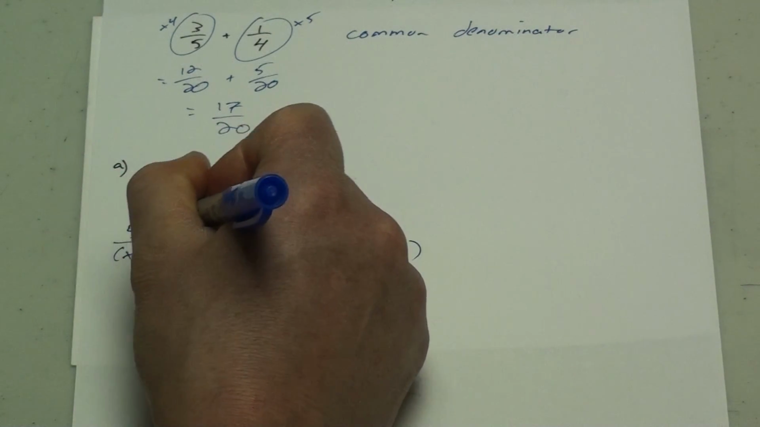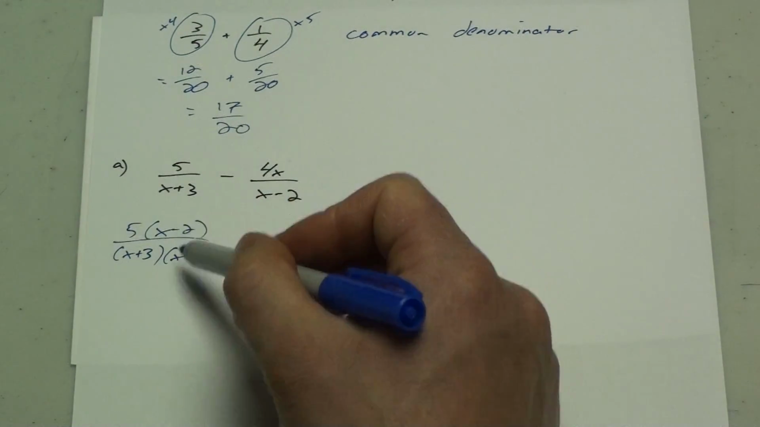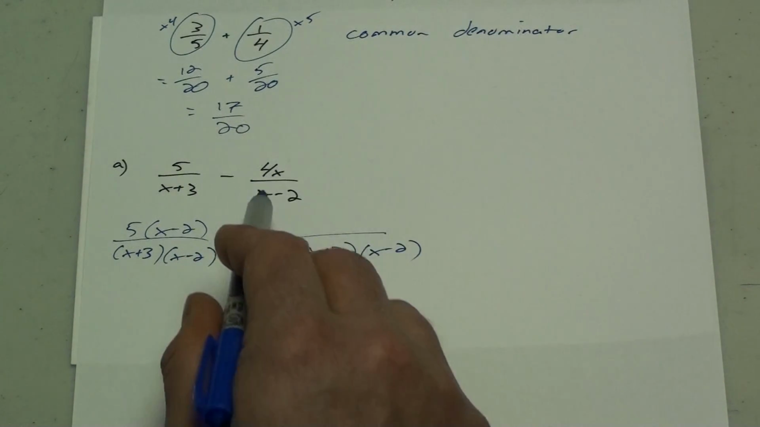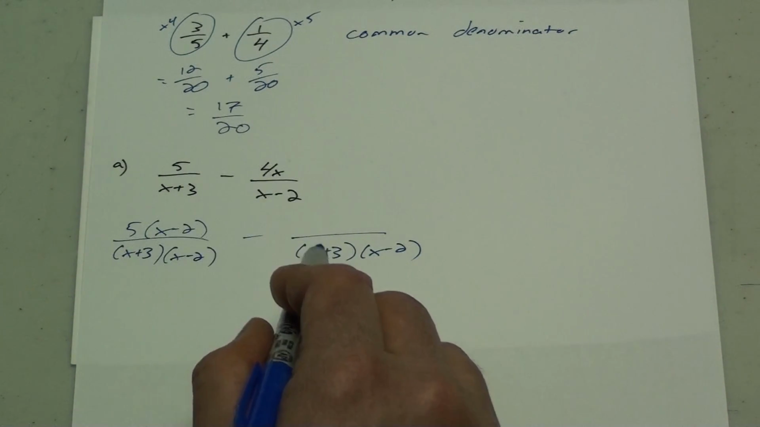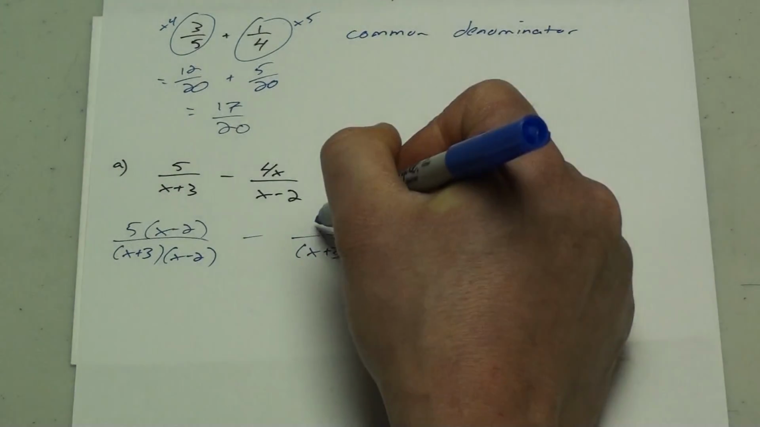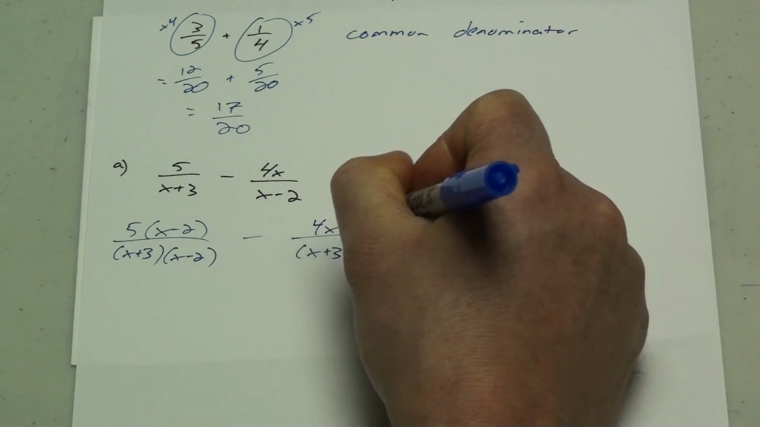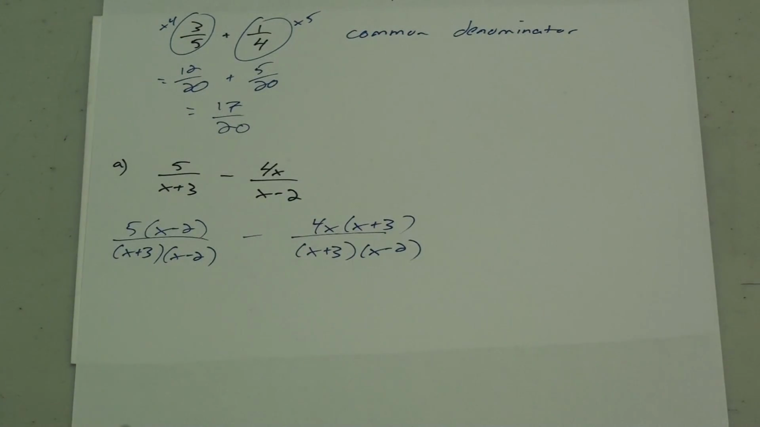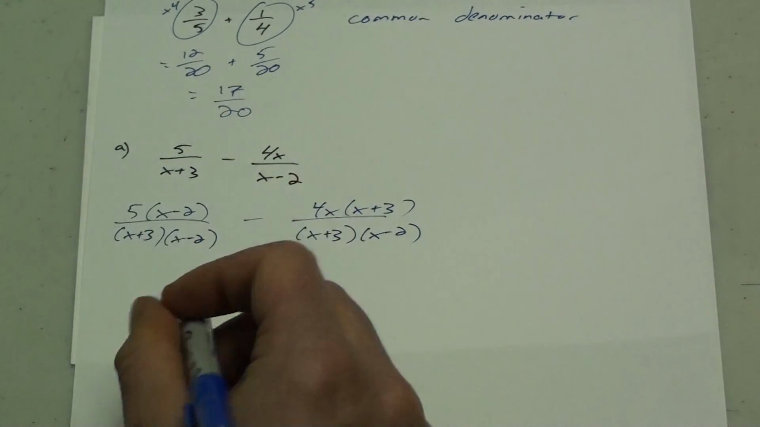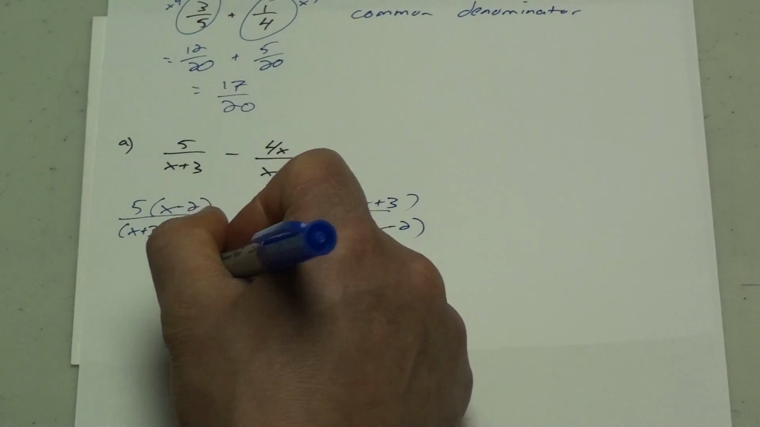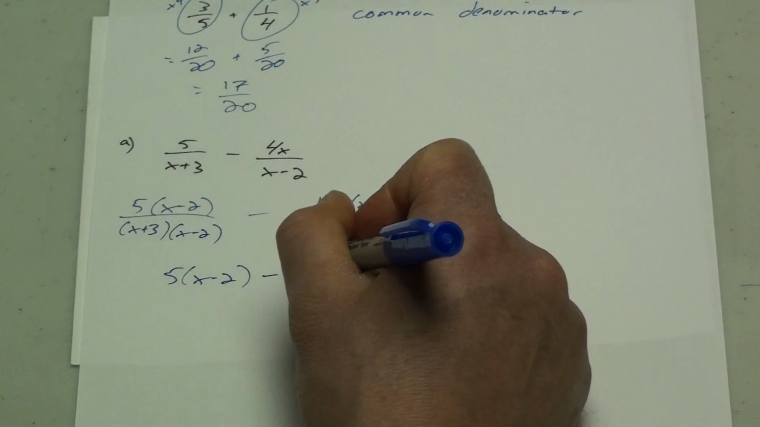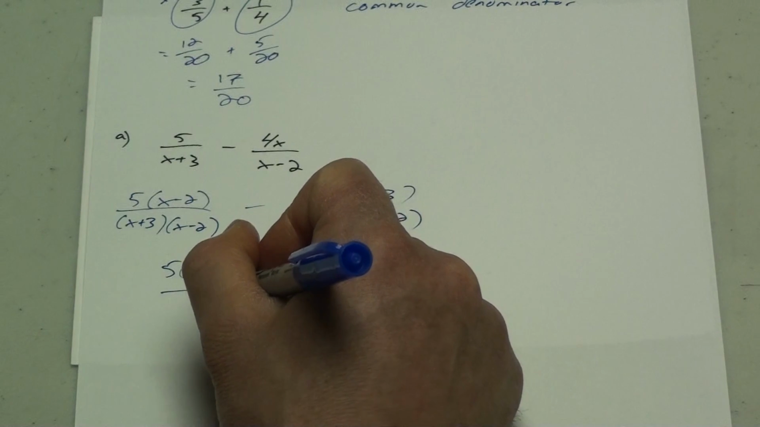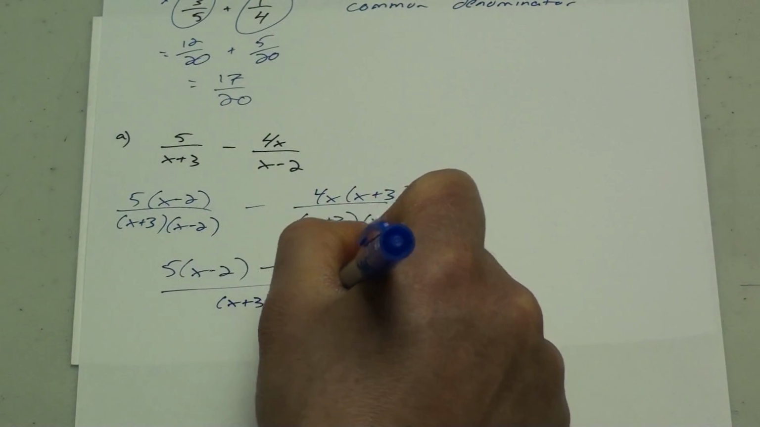So I have 5 times x minus 2. Both the top and the bottom got multiplied by the same value. On the other side, you have 4x, and I multiplied the denominator by x plus 3, so I need to multiply my numerator by x plus 3 as well. Both the top and the bottom got multiplied by x plus 3. Okay. Then I can subtract them. So I have 5 times x minus 2, subtract 4x times x plus 3, over your common denominator, which is just x plus 3 times x minus 2.